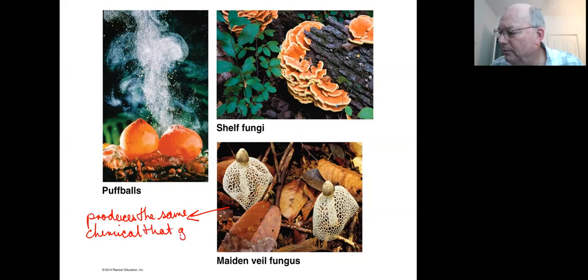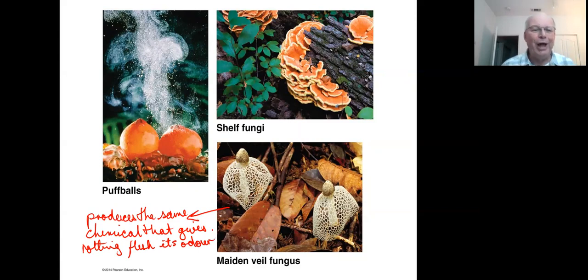that gives rotting flesh its odor. So these literally smell like dead stuff, dead animal. And sometimes when you smell the smell of dead animal in the bush, in the scrubs, you're not actually smelling a dead animal. What you're smelling are these fungi.